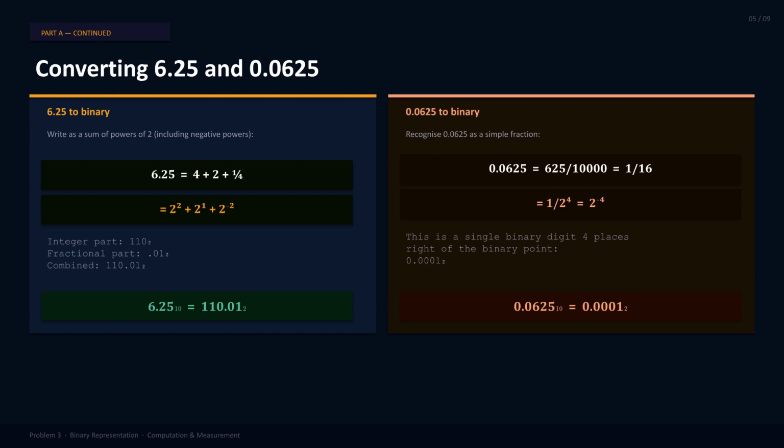For 6.25, we write it as 4 plus 2 plus 1/4, or 2 squared plus 2 plus 2 to the negative 2. Combining the integer and fractional parts gives us 110.01 in binary. For 0.0625, recognizing it as 1/16, or 2 to the power of -4, results in 0.0001 in binary.